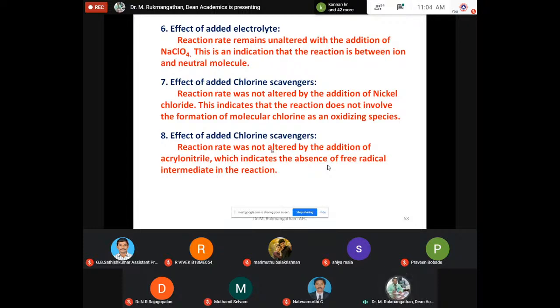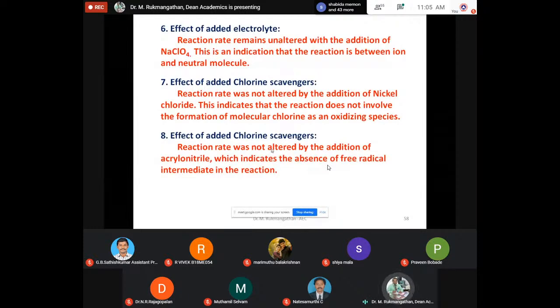The next one is the effect of added chlorine scavenger. We are using the oxidant 1-chlorobenzimidazole, CBI. Now, nickel chloride, which is a chlorine scavenger, has been added to the reaction mixture along with the normal kinetic run. The reaction rate does not get altered. From that, we can get one inference.